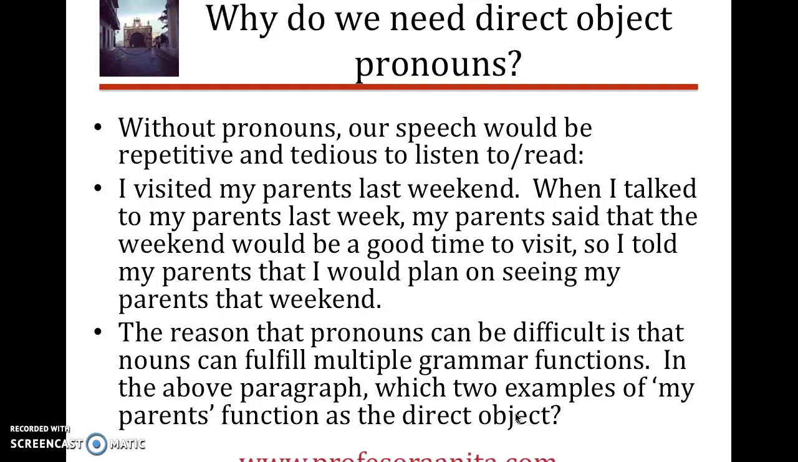And then I would plan on seeing my parents that weekend. Who or what did I plan on seeing? My parents. That's the direct object. So the first and the last examples of my parents are direct objects. The second one is an indirect object, the third one is a subject, and the fourth one is an indirect object.